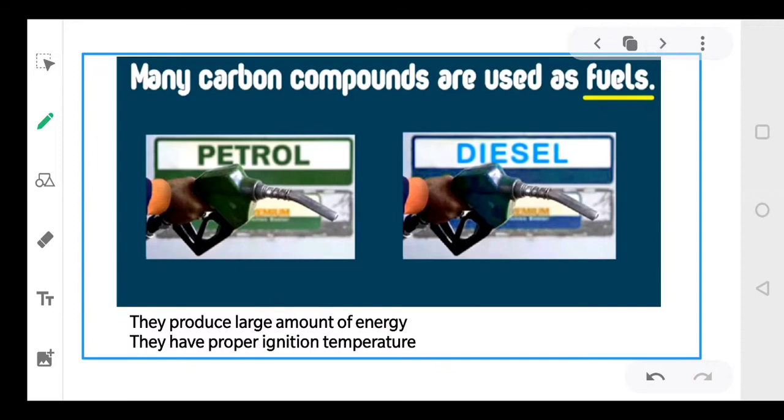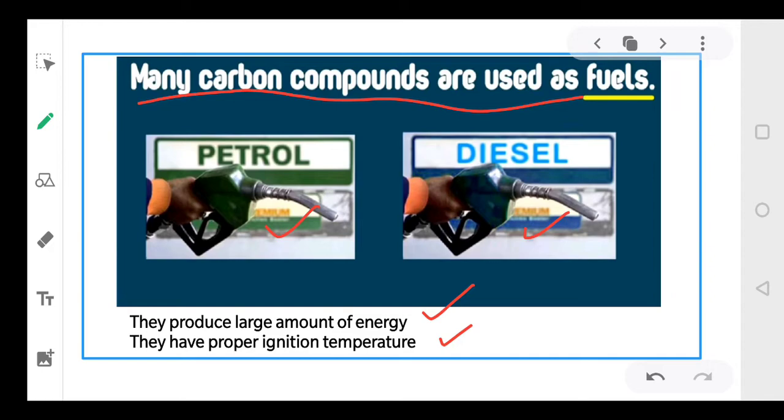Okay. Now you see many carbon compounds are used as fuels. Carbon compounds को हम as a fuel use कर सकते हैं. This is why we use petrol and diesel as fuels. They are carbon compounds because when they are burnt, they produce a large amount of energy, and they have a proper ignition temperature. Right everyone?